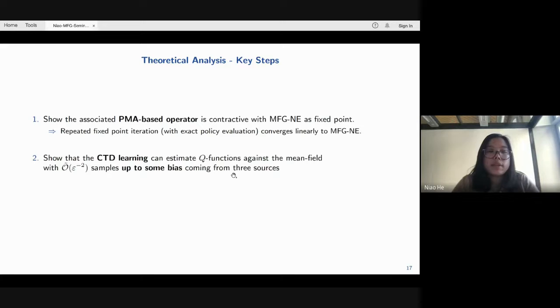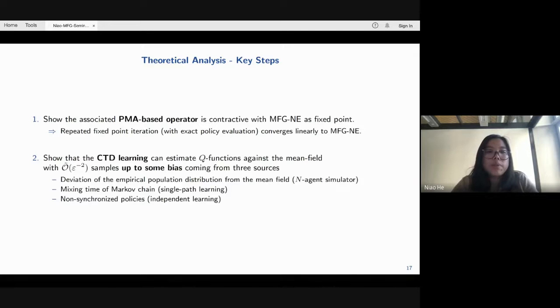Right here, the estimation error or the bias really comes from several sources. The first one comes from the fact that we're using an agent simulator rather than the mean field simulator. Hence, there is a deviation between the empirical state population distribution versus the mean field. So this is different from the mean field game setting.